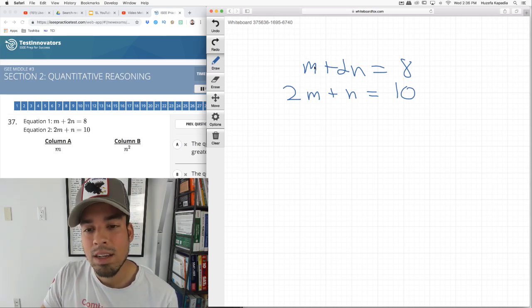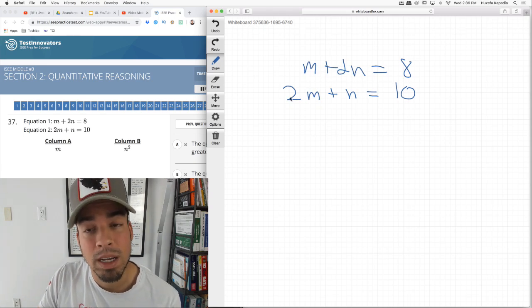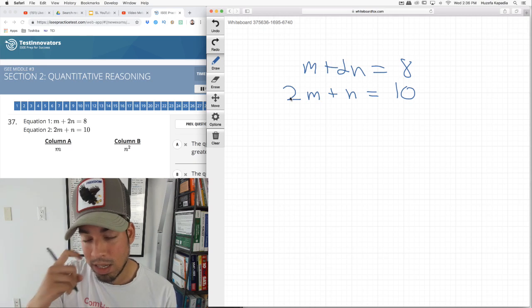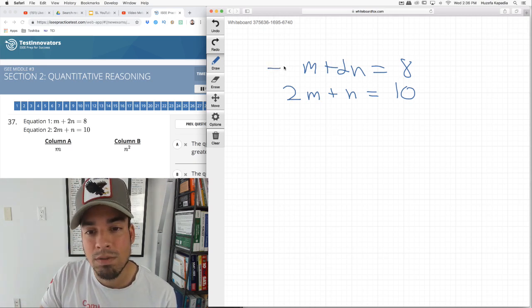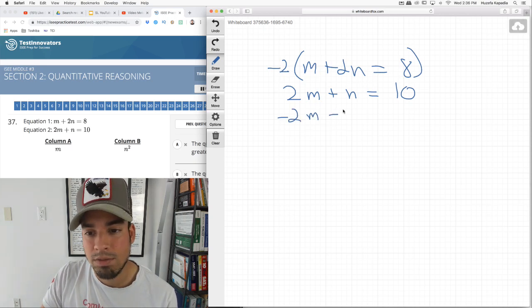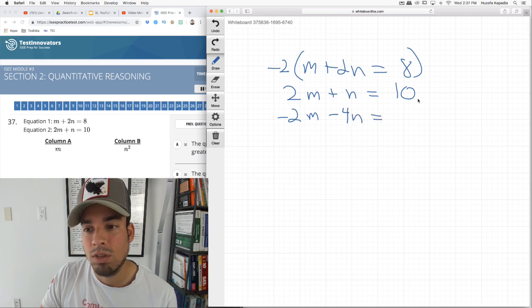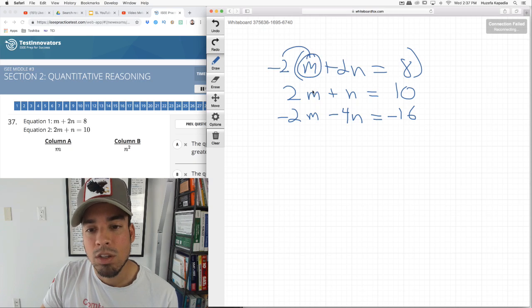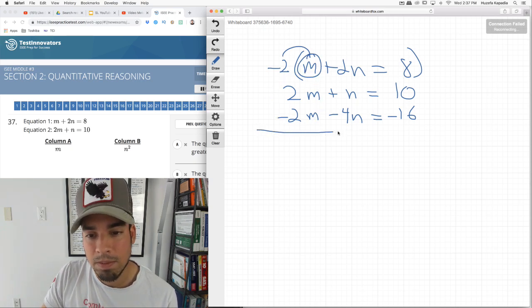I want to get one of these variables to line up with the other one in an opposite format so that we can combine the equations and cancel one out. So I'm going to multiply this entire first equation by -2. -2 times m is -2m. -2 times 2n is -4n. -2 times 8 is -16. So why did I do that? I did that for the m. So now the m's are opposites, 2m and -2m.